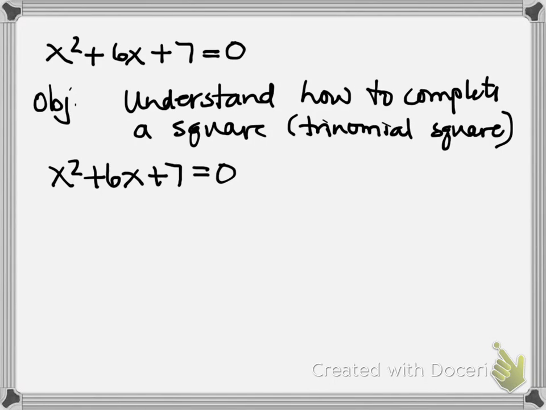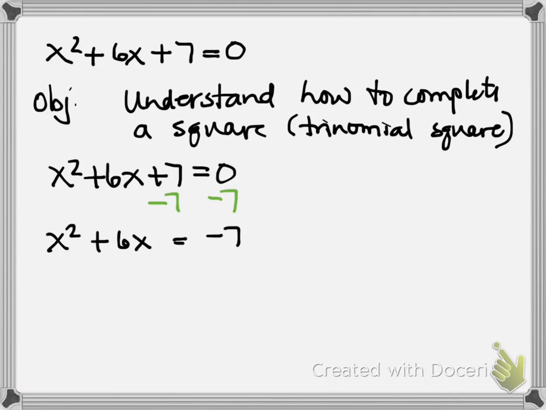So step 1 is I need to make sure that I have something that I can complete. The 7 is mucking up this whole process. So what I'm going to do is get the 7 to go to the other side. So I get x squared plus 6x equals negative 7. Do you have to subtract the whole number, like if it's a 7? Yes. Okay.